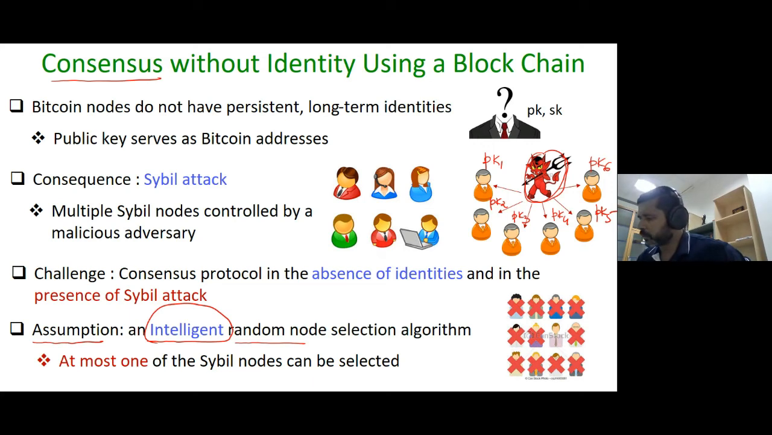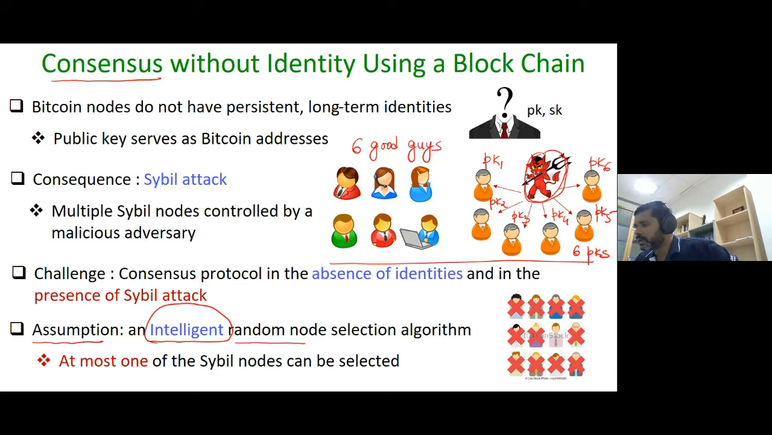So more specifically, in this particular example, say the adversary has created 1, 2, 3, 6 public keys. And apart from the adversary, we have 6 good guys.